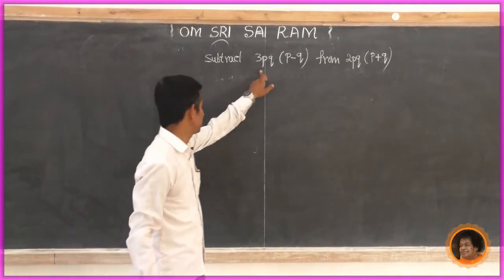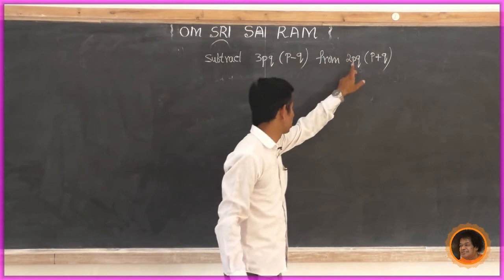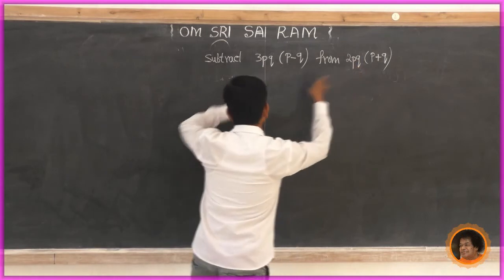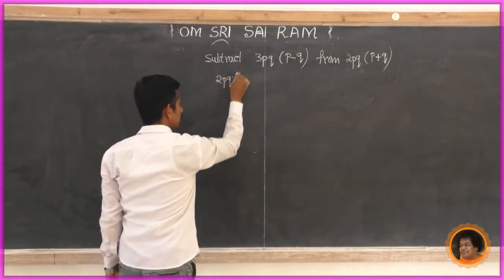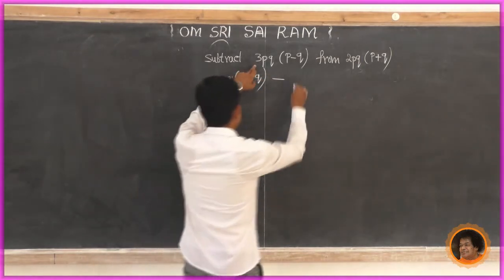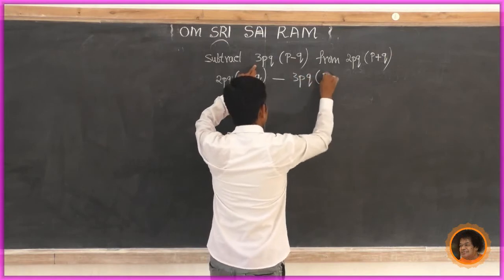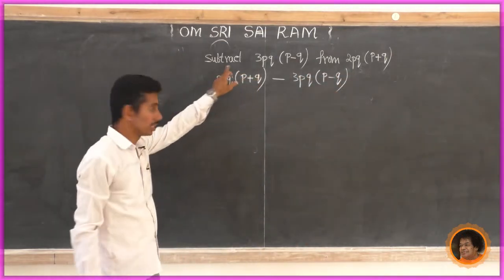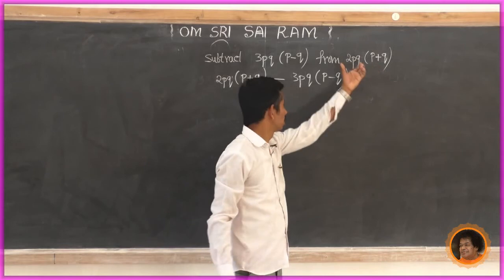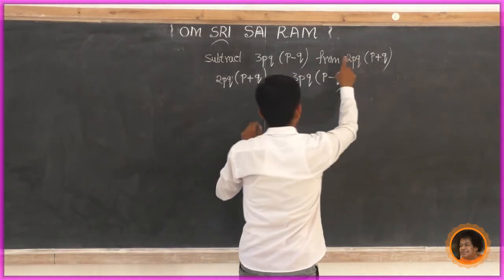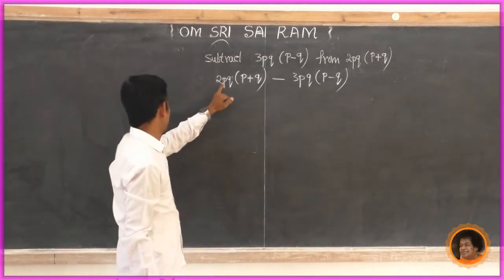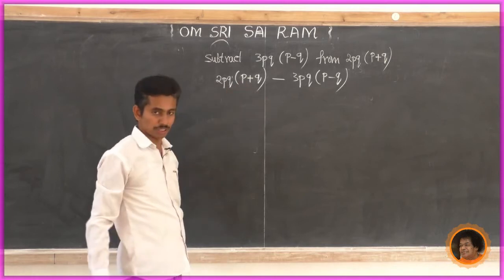Subtract 3pq into p minus q from 2pq into p plus q. So subtract this from this one. You have to write 2pq into p plus q first, minus 3pq into p minus q. Just look at this, be careful. This from this. So you have to write 2pq into p plus q first, then write this one. But you have to simplify the expression.